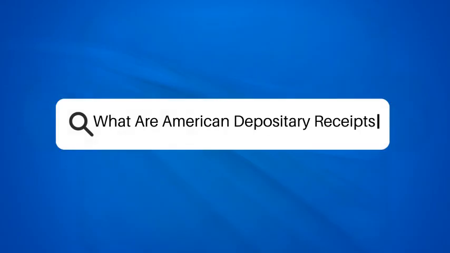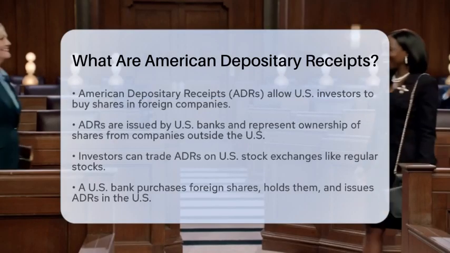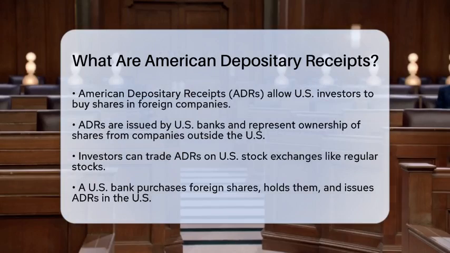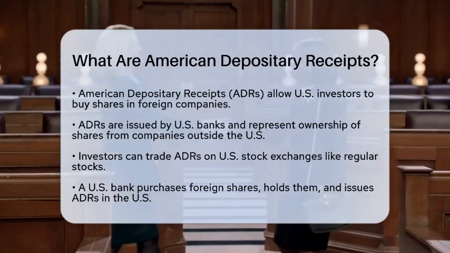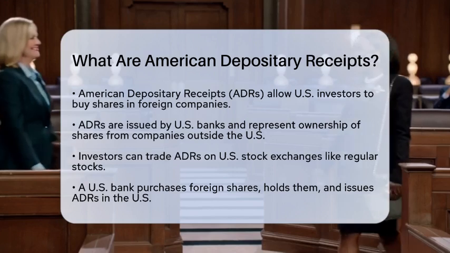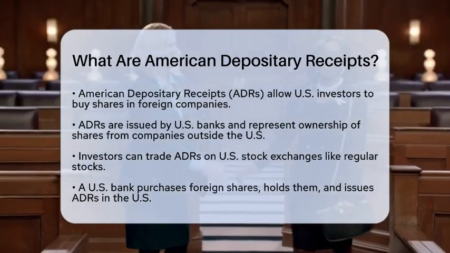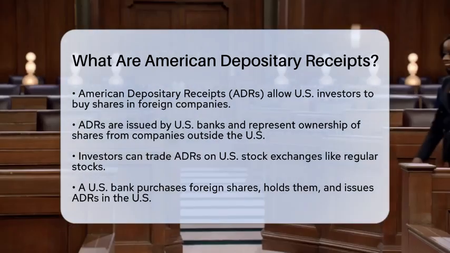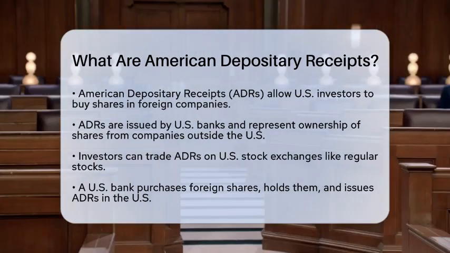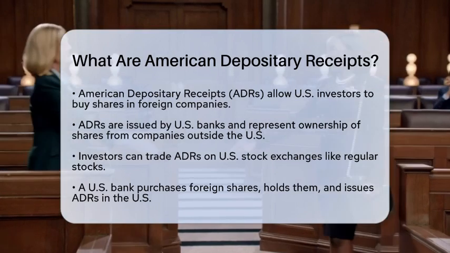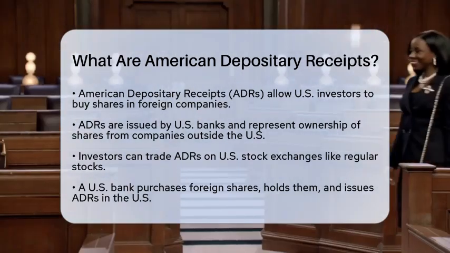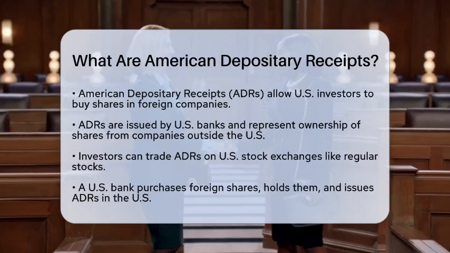What are American depositary receipts? Have you ever wondered how American investors can easily buy shares in foreign companies? The answer lies in American depositary receipts, commonly known as ADRs. These financial instruments are issued by United States banks and represent ownership of shares in companies based outside the United States. This means that American investors can trade these ADRs on U.S. stock exchanges just like they would with regular stocks.